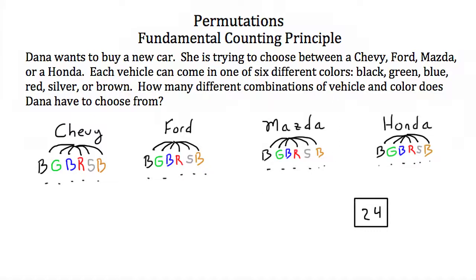Now, an easier way to do this might have been to take the different options she had for a car. She has 4 different options for a vehicle: Chevy, Ford, Mazda, or Honda. And then she has 6 different colors to choose from. And if we took the number of options for the type of vehicle and we multiplied it by the number of options for color, we would have found out that she has 24 different options. The fact that we can multiply these 2 options or choices together, that is the fundamental counting principle.